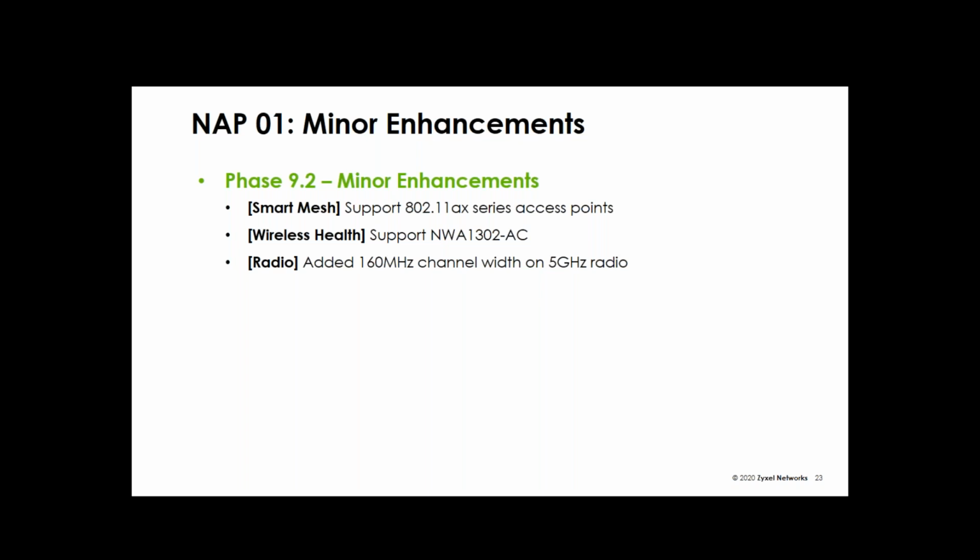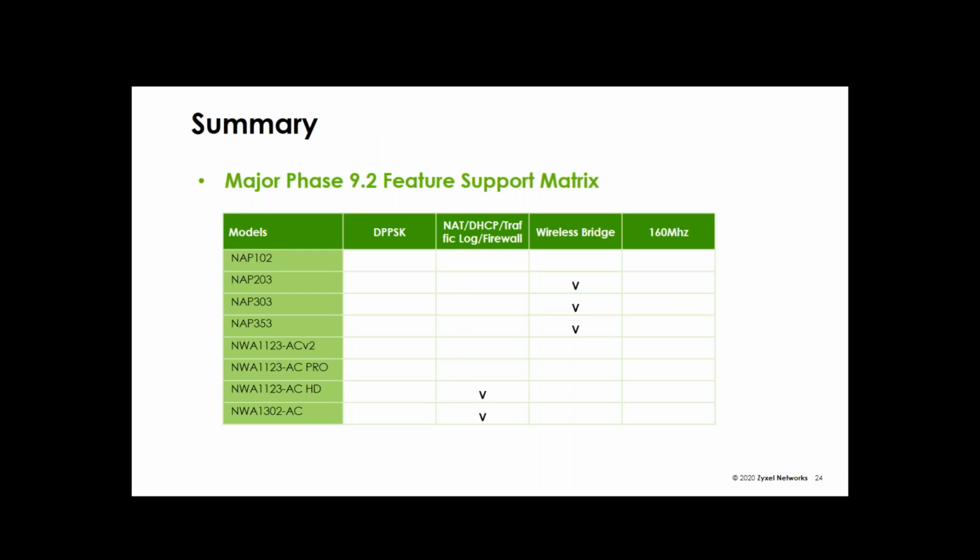But the gist of this smart mesh improvement is that our AX series access points are now coming under smart mesh. We've added the 1302 access point to wireless health, so that's hospitality. And on the radio channel width side of things, we've added 160 megahertz channel widths on the 5G radio spectrum, if you would like to use it. There's a nice little table here which tries to specify the other features in the columns, which are the dynamic pre-shared keys and NAT.